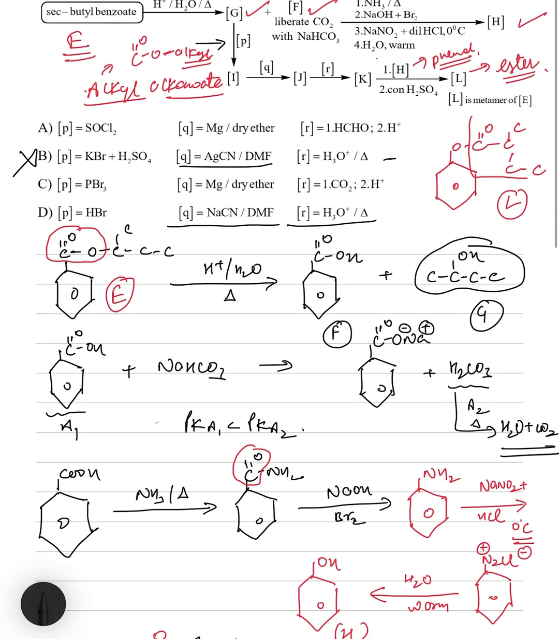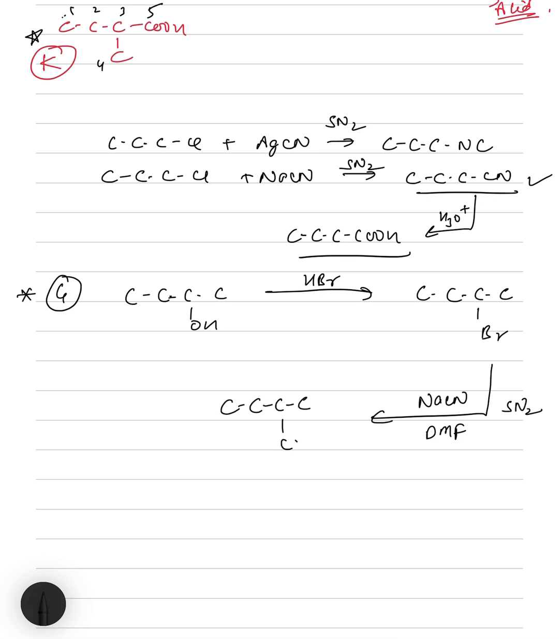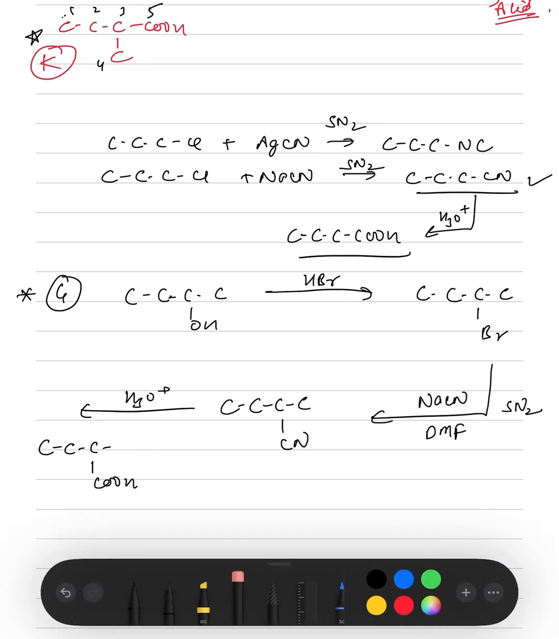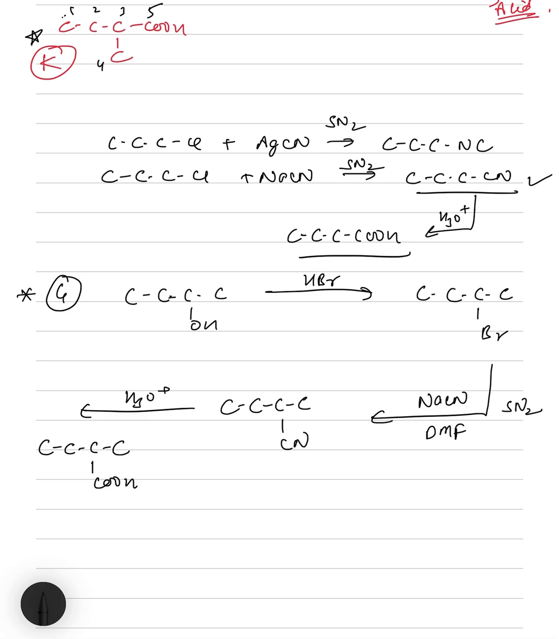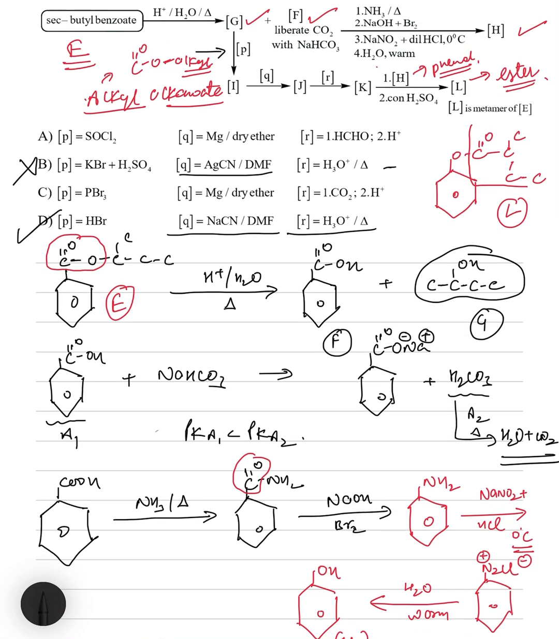That is what is given to us in the case of option D. P is HBr. When it reacts with HBr, what will happen? We will get bromide, and then this bromide will react with NaCN in the presence of DMF through the SN2 mechanism. And what do we get? We get the cyanide molecule, and on its hydrolysis, as mentioned in the options, we get COOH, carboxylic acid, like this, right? So this is how we obtain the correct option. So option D is the correct one.